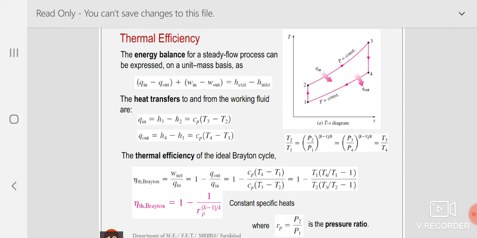is 1 minus Cp into T4 minus T1 over Cp into T3 minus T2. These are all the equations. And from that we get the efficiency of the Brayton cycle, 1 minus 1 by Rp to the power K minus 1 by K. K is Cp by Cv. If you remember, this all comes from thermodynamic formulas. I am not going to explain this here because this is ICGT. The efficiency of a Brayton cycle has been found to be 1 minus 1 by Rp to the power K minus 1 by K.